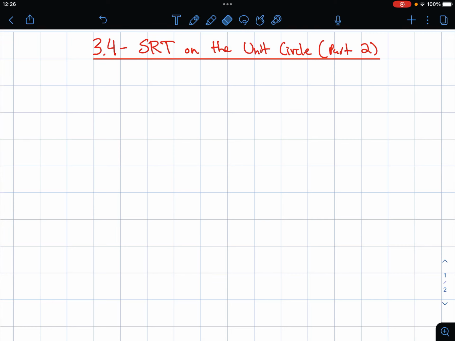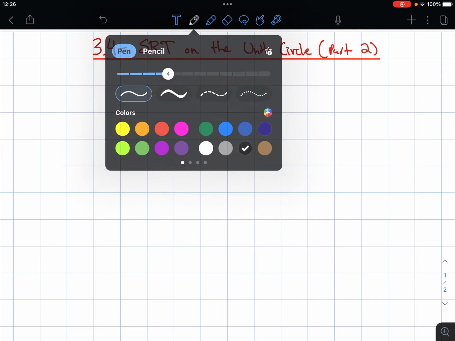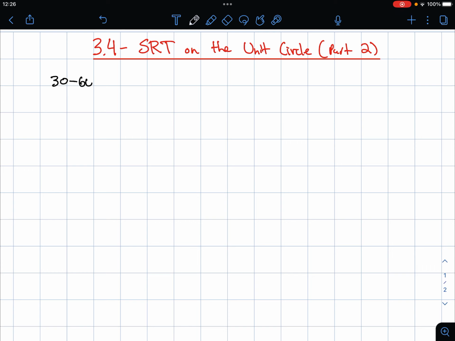In the last lesson, we looked at special right triangles on the unit circle, focusing on the 45, 45, 90 special right triangle. In this video, we are going to look at the second special right triangle, the 30, 60, 90 triangle. And what's a little different about the 30, 60, 90 is that it actually contains two sets of reference angles, by virtue of being a triangle with two different acute angles.